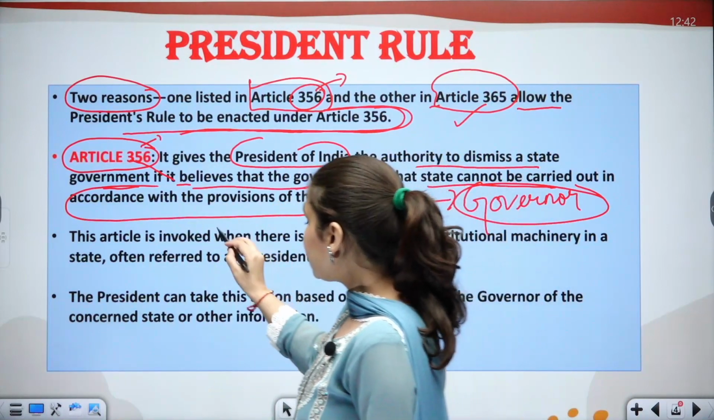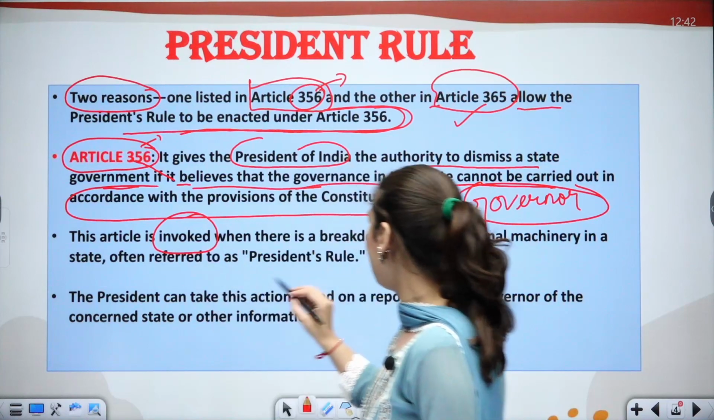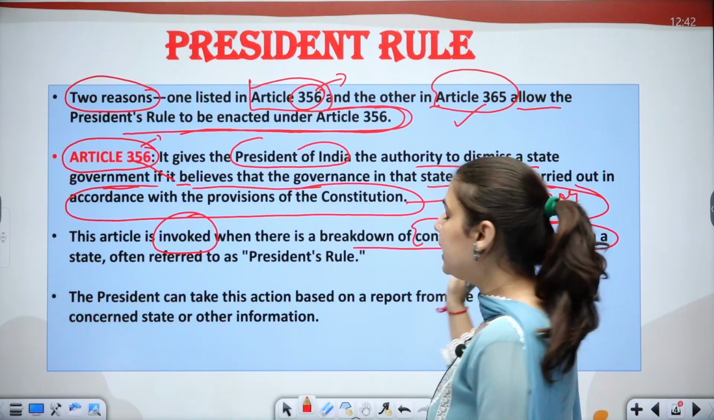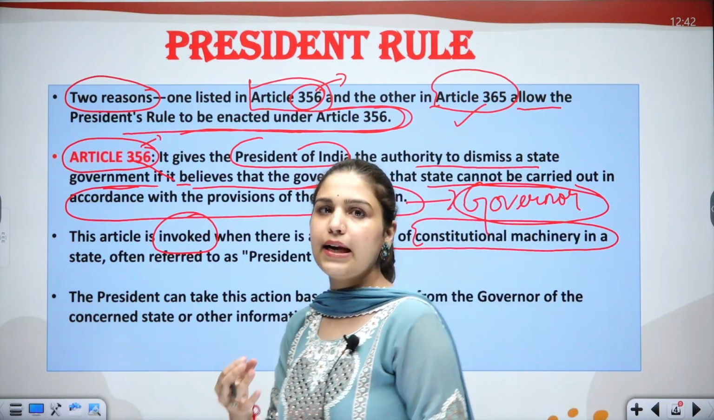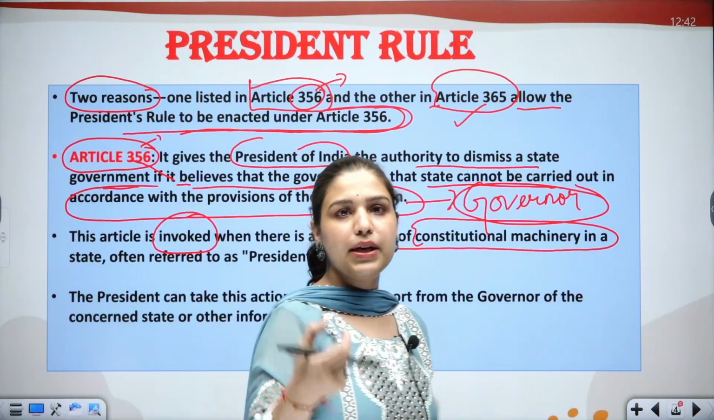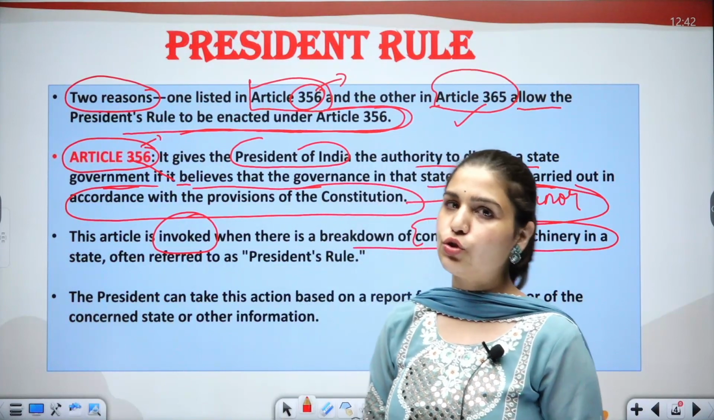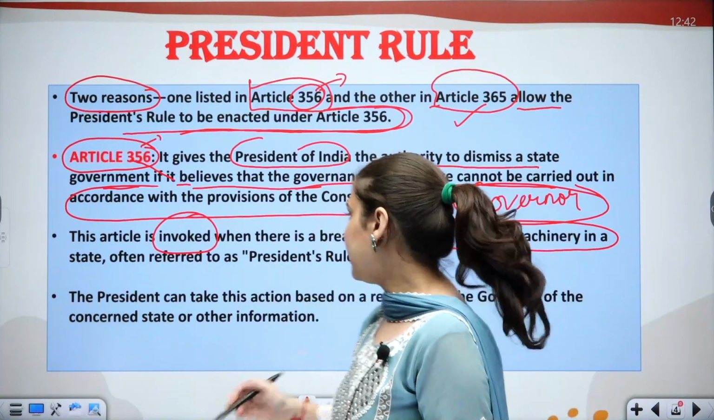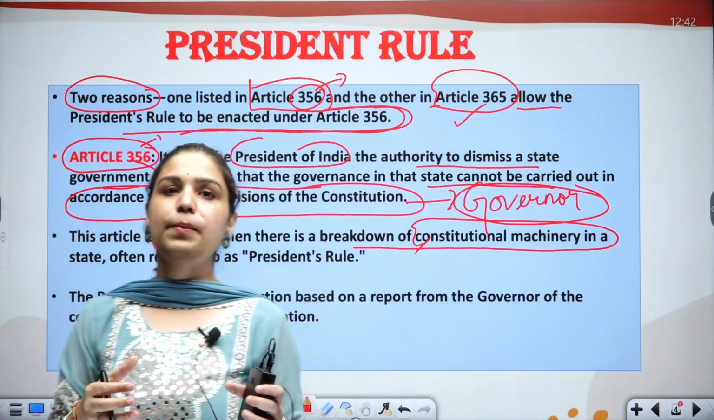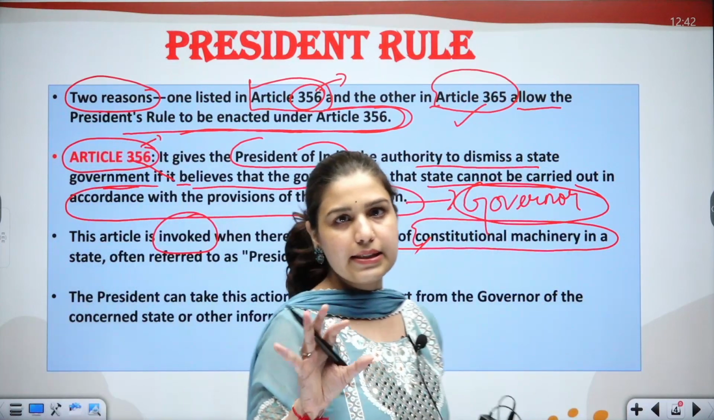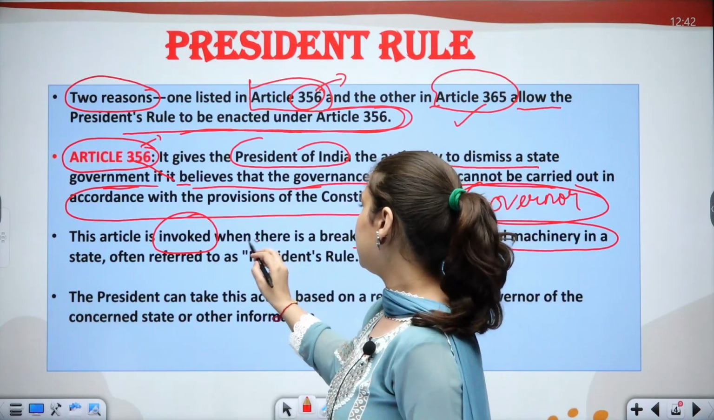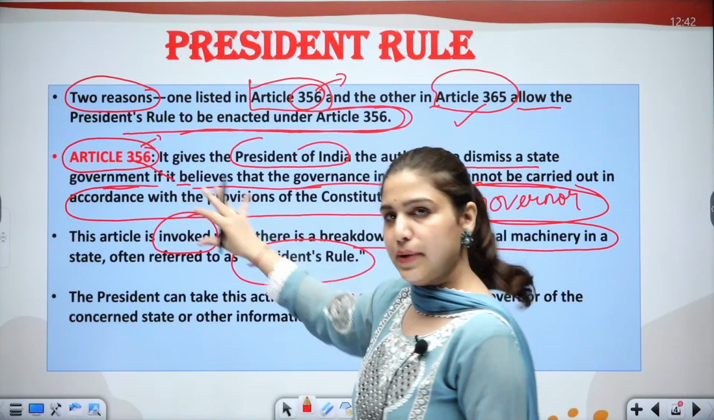This article is invoked when there is a breakdown of constitutional machinery. If the governor thinks that the state government is not carrying out the administration according to the provisions of the Constitution, the governor can submit a report to the President to impose President Rule in that state. I hope it is clear what Article 356 says.